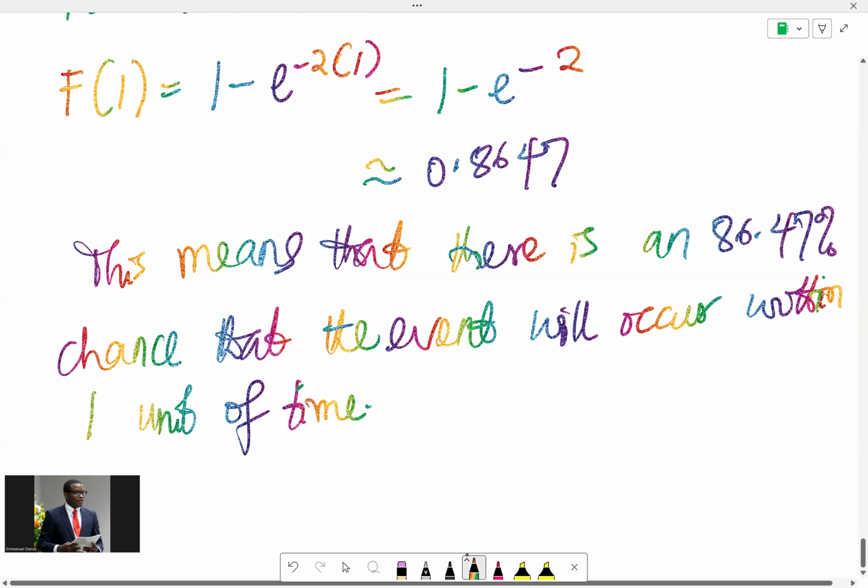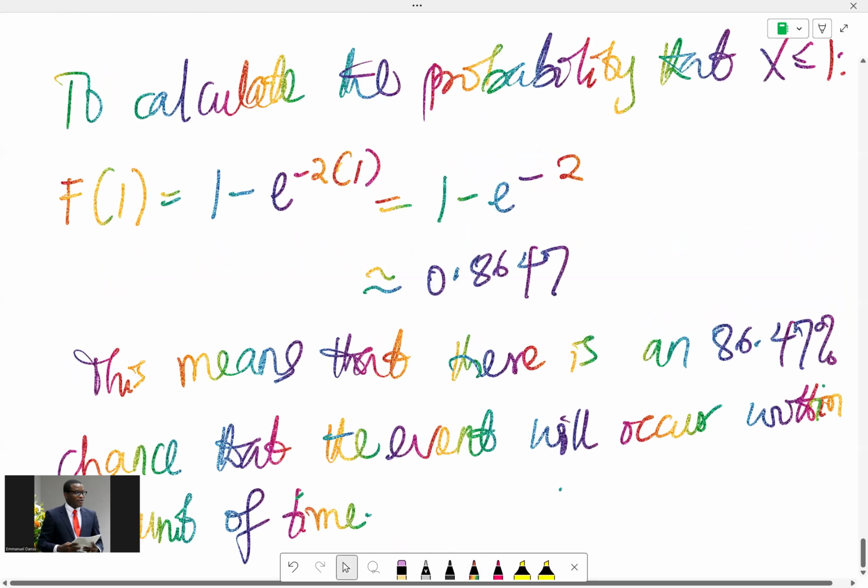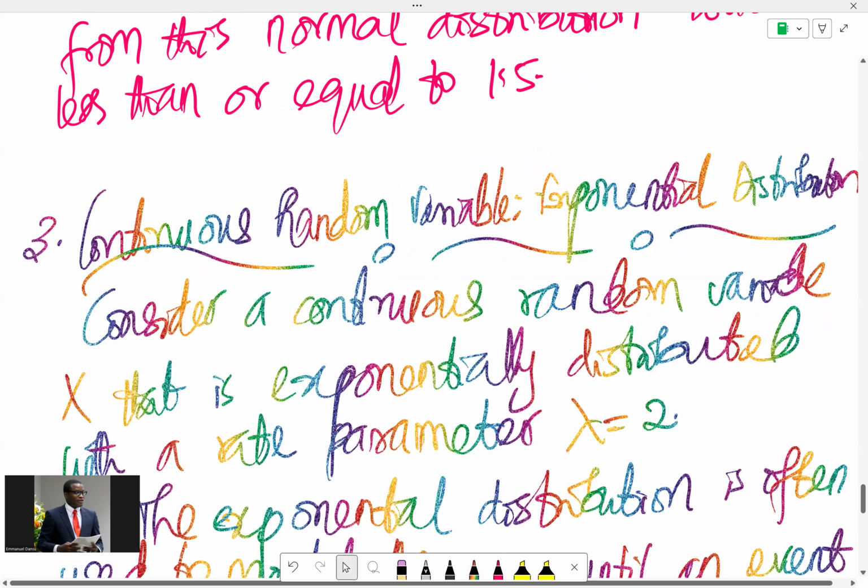If the unit of time you're using is minutes or hours, that will go for that. Okay, so now let's talk about the uniform distribution. Uniform distribution is yet another example we can consider.